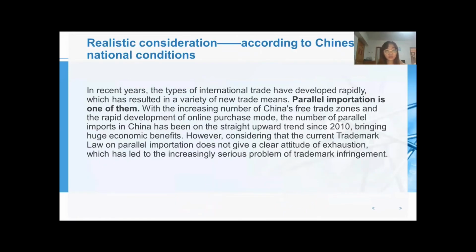Realistic consideration. According to Chinese national conditions, in recent years, the types of international trade have developed rapidly, which has resulted in a variety of new trade means. Parallel importation is one of them. However, considering the current trademark law on the parallel importation does not give a clear attitude of exhaustion, which has led to the increasingly serious problem of trademark infringement.